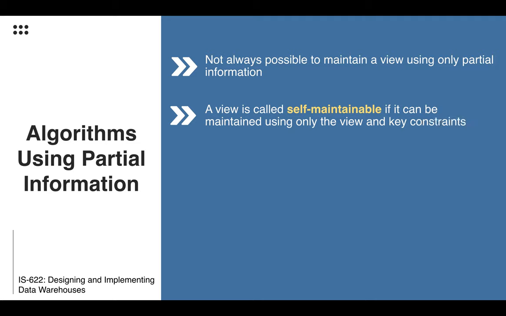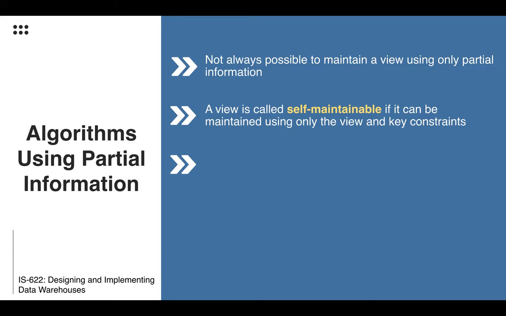A view is referred to as a self-maintainable view if it can be maintained using only the view and the constraints. You remember I told you, in partial information, we expect that any change that happens to a base table can be reflected onto our materialized view without looking at the base tables, right? So any view, any materialized view that can do that is called self-maintainable. You see, it's in the word itself, self-maintainable. I don't need to go back and look at that information from the base table. I can update it myself. So those views which do not need to look back to the base tables to update themselves are called self-maintainable.